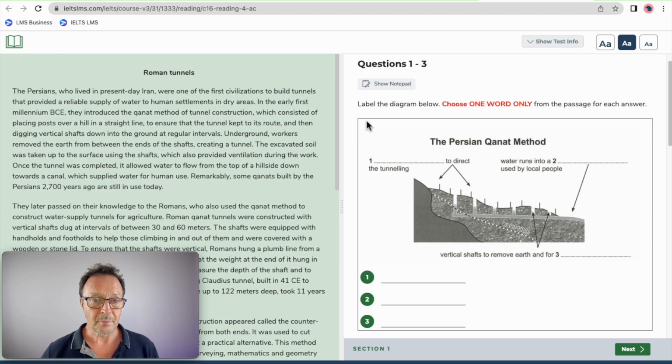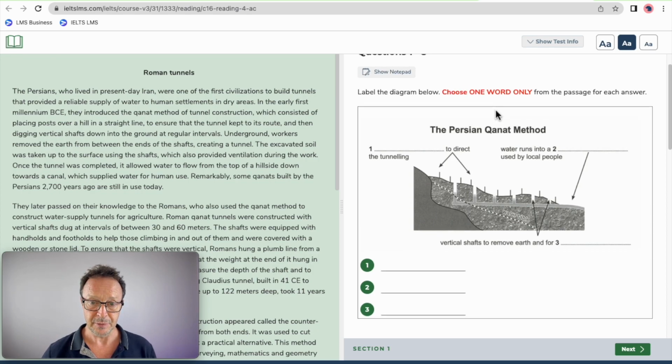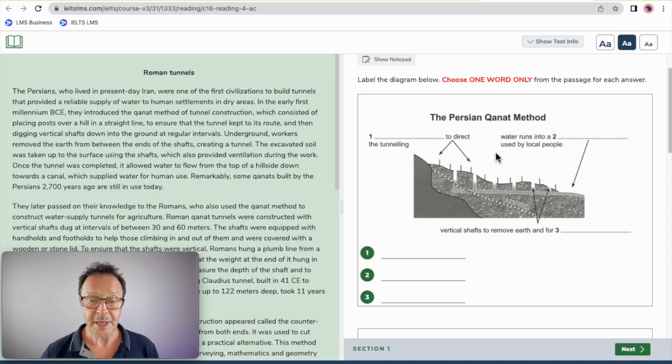Now, first of all, the instructions. Label the diagram, choose one word only from the passage for each answer. One word only, right? Not 2 words, not 3 words, just one word from the passage. It's a good idea just to try and guess what the word is, or the type of word, what sort of word you're looking for.